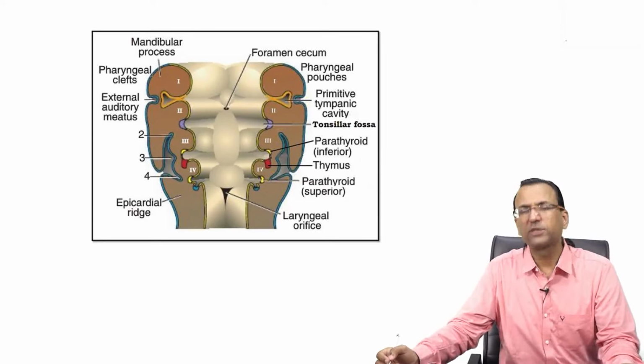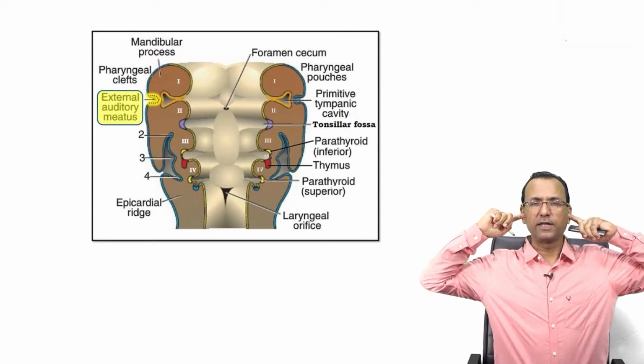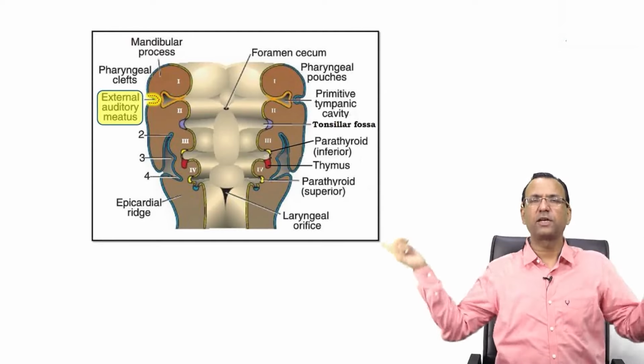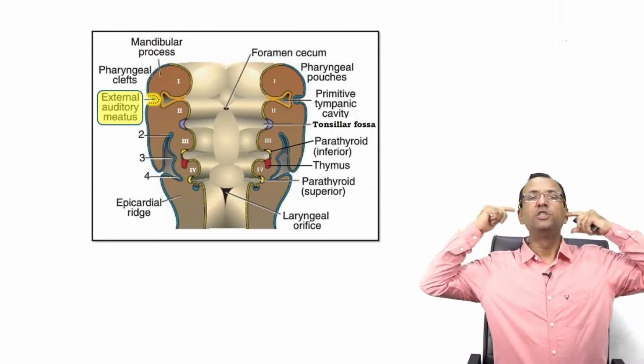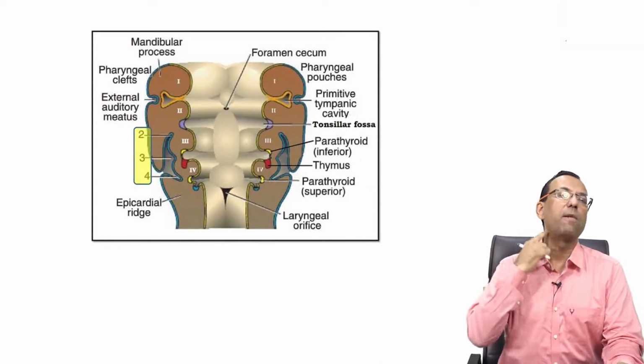Understand. Pharyngeal cleft 1 will become the external auditory meatus. I think it will be lined by surface ectoderm, because any external opening is lined by surface ectoderm. So this is pharyngeal cleft 1. What is happening to clefts number 2, 3, 4? They are obliterated.